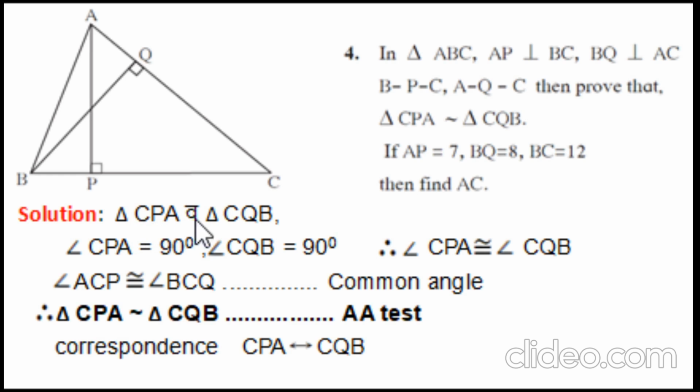So in triangle CPA and triangle CQB, angle CPA is equal to 90, angle CQB is equal to 90. Therefore, both the angles are congruent. So angle CPA is congruent to angle CQB, as well as there is a common angle ACP and BCQ. This is one common angle. So angle ACP is congruent to BCQ, it is a common angle. Therefore, these two triangles CPA and CQB are similar. Correspondence is CPA to CQB.